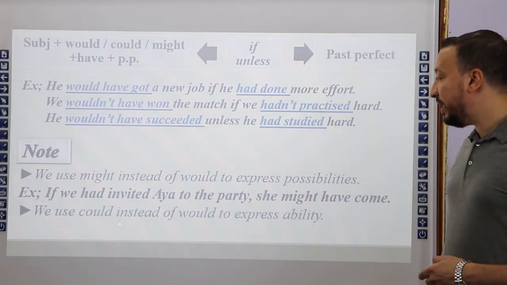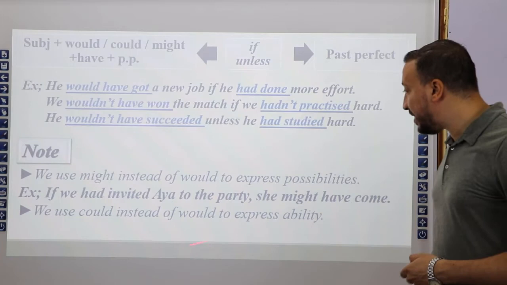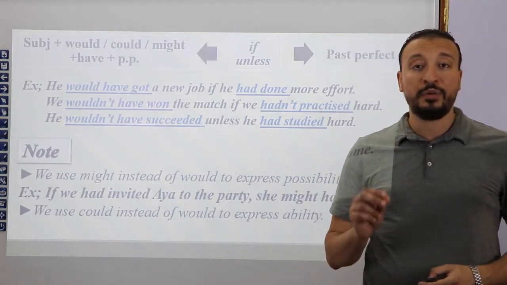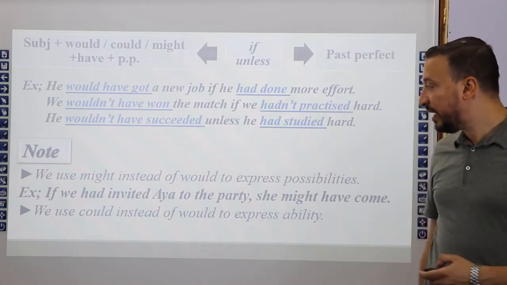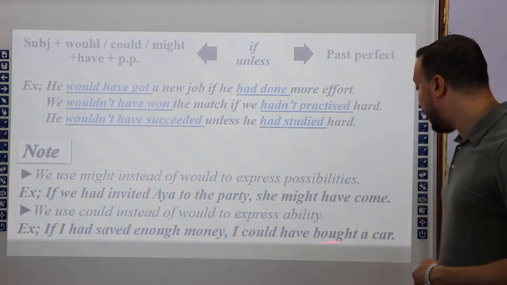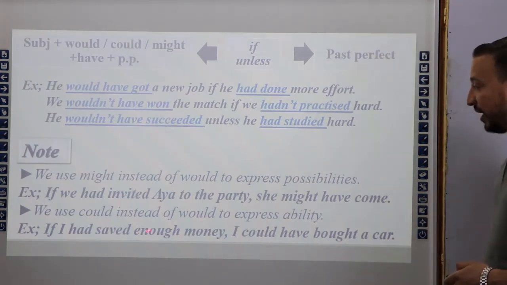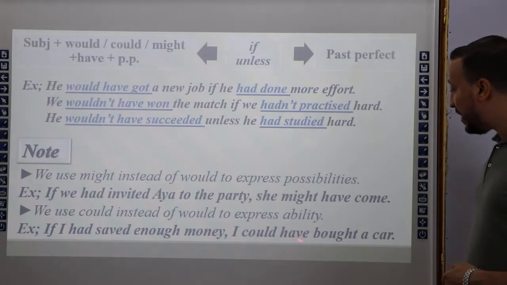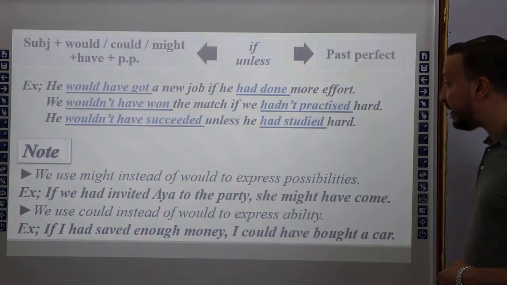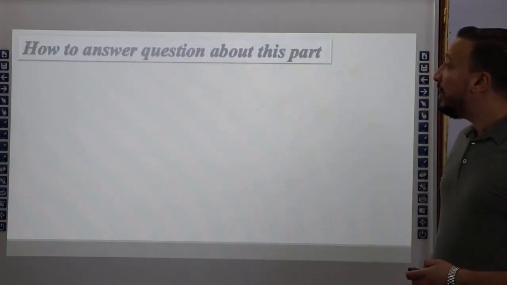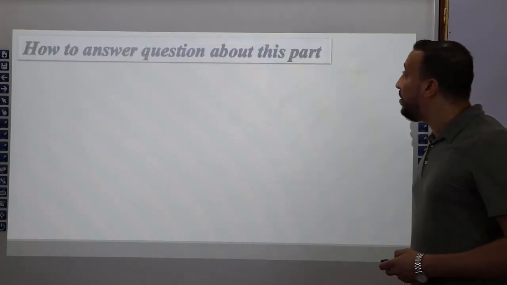We use could instead of would to express ability. ممكن نستخدم كلمة could بدلا من would when we express ability، قدرة. Like I say, if I had saved enough money, I could have bought a car. If I had saved enough money, had saved, could have bought. Could have تصريف الكلمة.